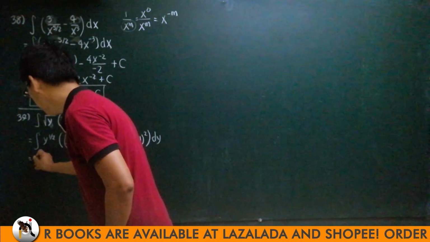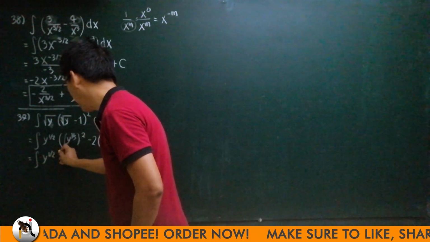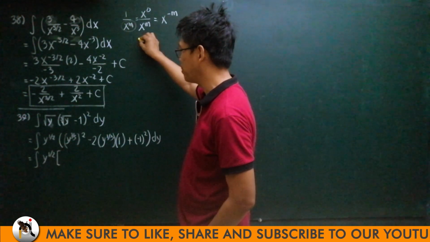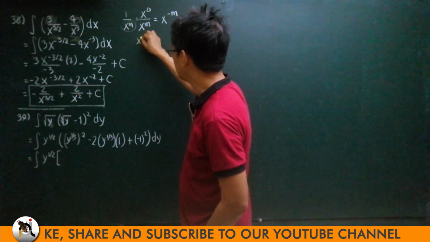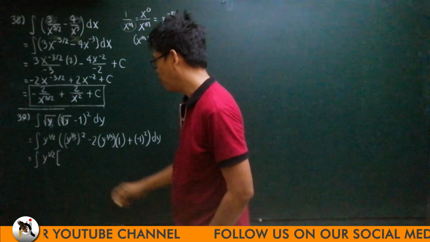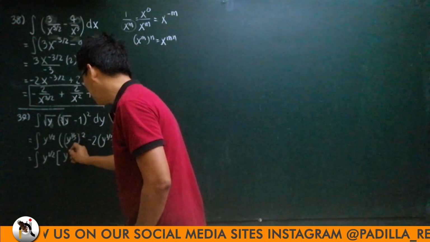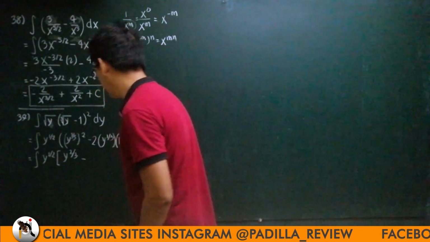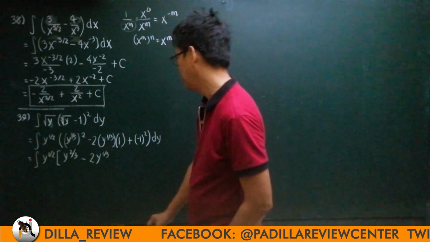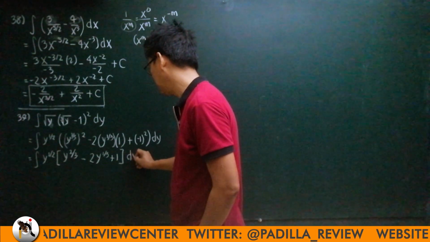This is going to be the integral of y to the 1/2 times (y to the 1/3 minus 1) squared. Again, property of exponent, x to the m to the n is x to the mn. Y to the 1/3 to the 2 is 1/3 times 2, y to the 2/3, minus 2 y to the 1/3 plus minus 1 squared is plus 1, dy.